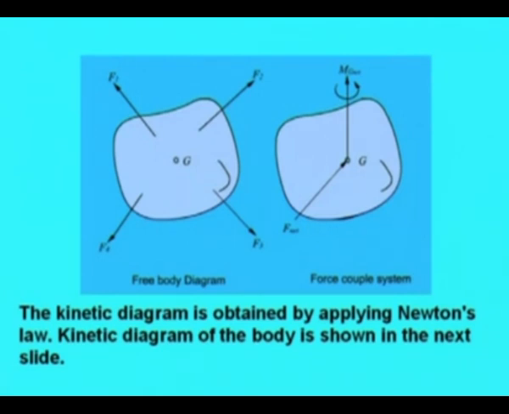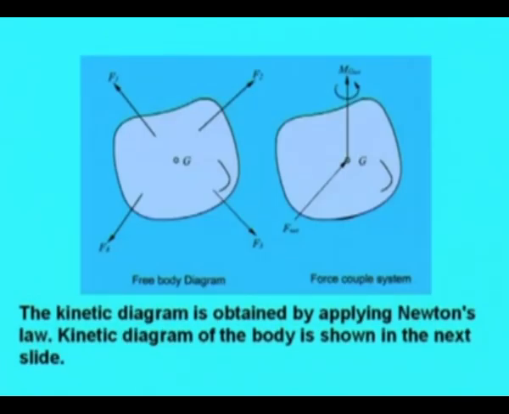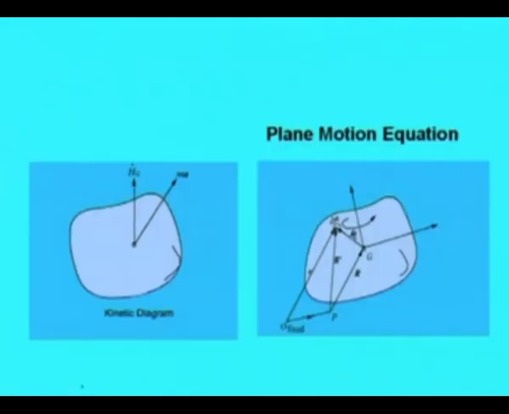Now we can obtain the kinetic diagram. The kinetic diagram shows basically the inertia terms: mass into linear acceleration, and moment of inertia into angular acceleration. So the kinetic diagram is obtained by applying Newton's law. The kinetic diagram of the body is shown here.